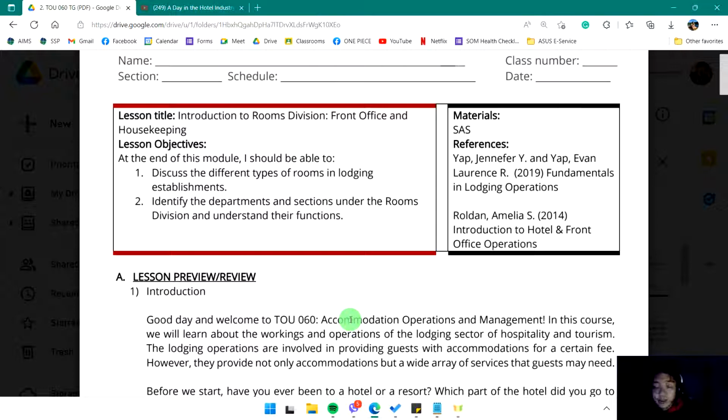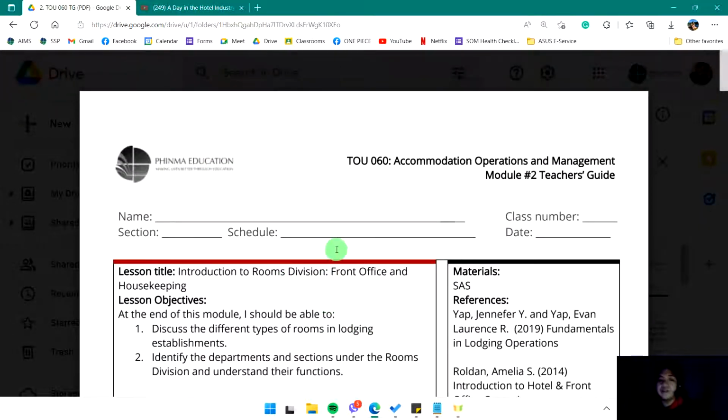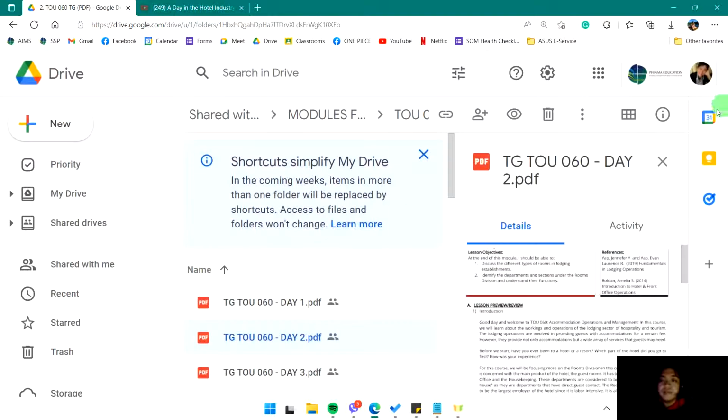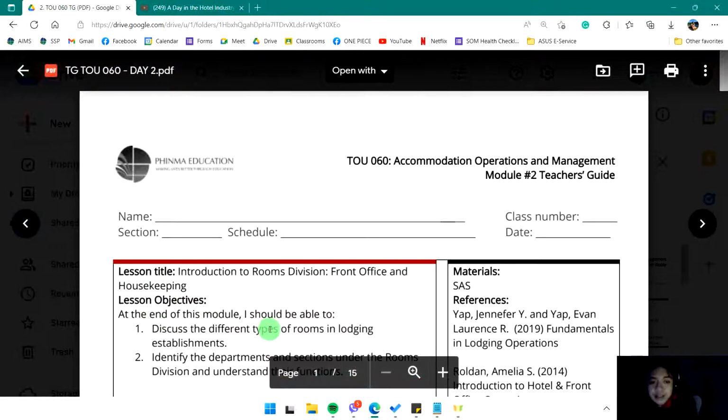So in this video, we'll try to tackle two modules. That's module number two, Introduction to Rooms Division, Front Office and Housekeeping Departments. And the next, module number three, which is the organization setup for the front office. So without further ado, let's begin.